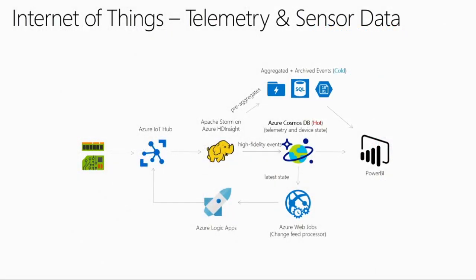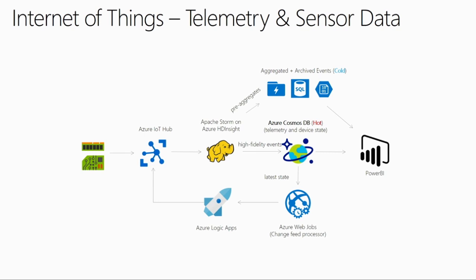A common pattern here, if you've heard of the Lambda architecture pattern, is that you divide up a hot path and a cold path. For the hot path, this is where Azure Cosmos DB really fits in, because of its ability to capture a high amount of write ingestion coming in.